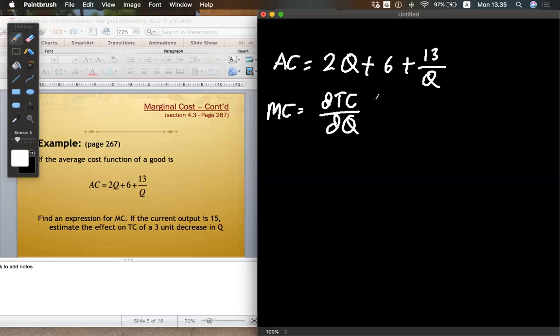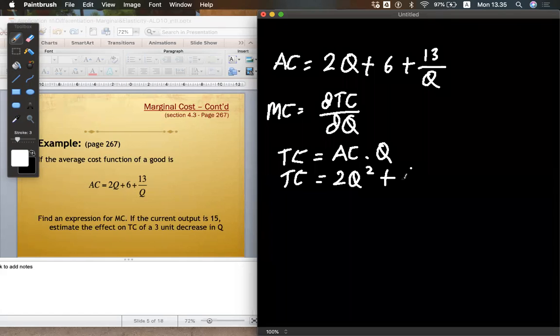So we need to find out the TC first, the total cost, because the function given is average cost. Total cost actually equals average cost times Q. So the total cost equals 2Q squared plus 6Q plus 13. This is the TC, total cost.